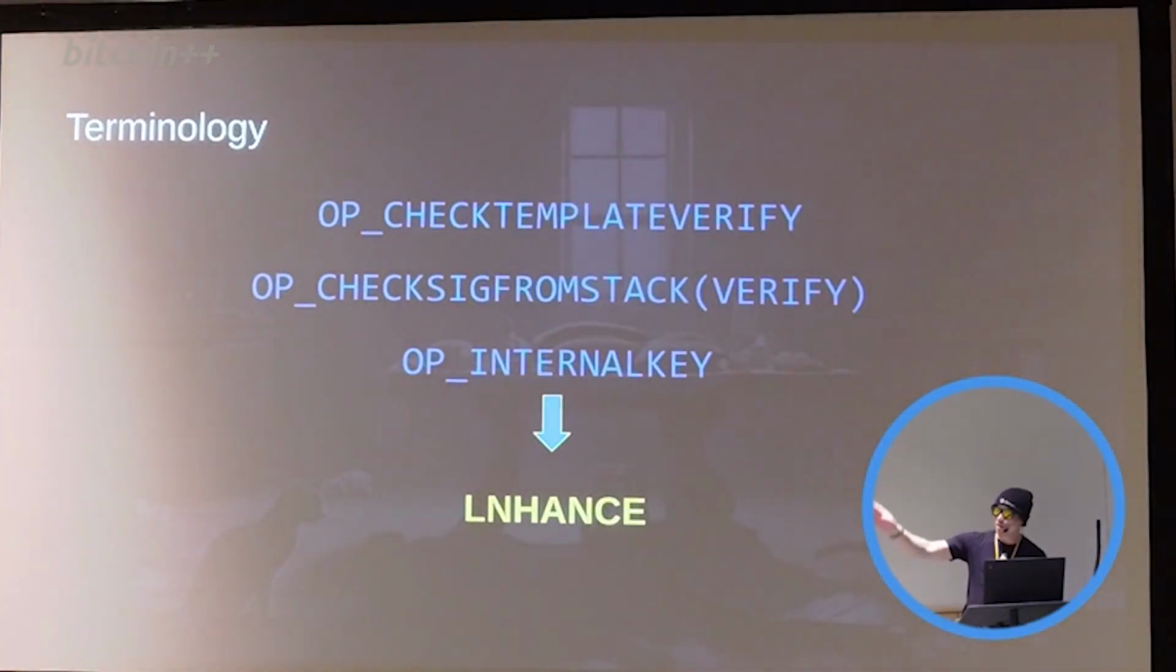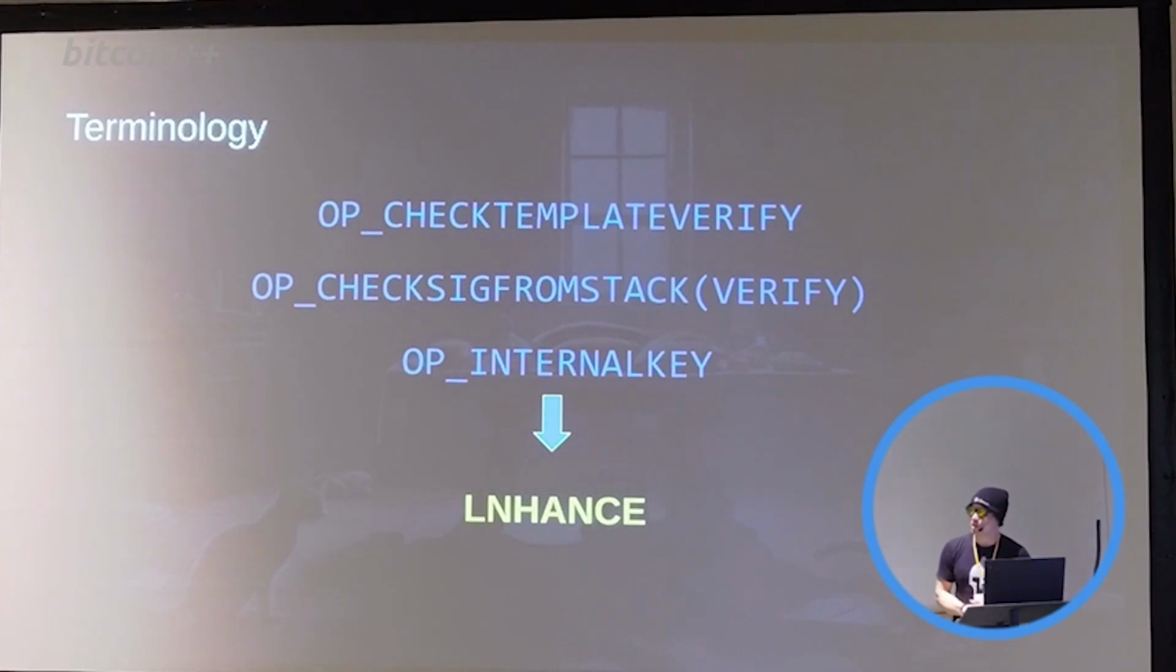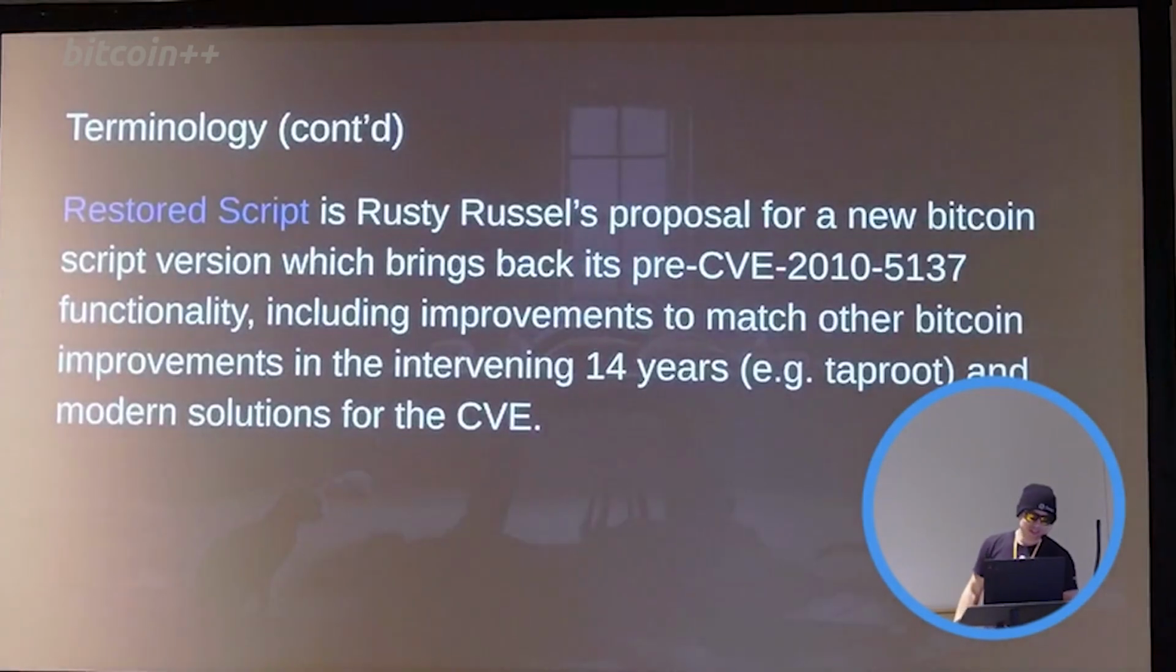One thing I talk about in this is LEnhance. There's a proposal I have to put those 3 opcodes together. I think it's a good way that we could increase Bitcoin script flexibility. So yes, when I say LEnhance, that's the 3 things I mean.